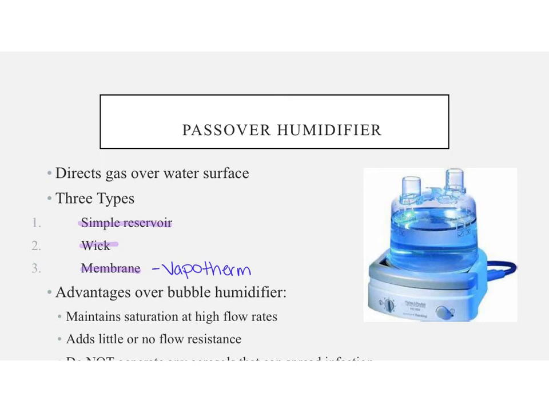So the advantages to these types of humidifiers over the bubbler is that it can adequately heat and humidify gases at a higher flow rate. It's not going to add any flow resistance, and if it does, it's very little. It's not generating aerosols, and aerosols can also add to airway resistance and flow resistance, so the patient isn't getting adequate not only heat and humidity, but also they're not getting the proper FiO2. And then they do not generate any aerosols that can spread infection.